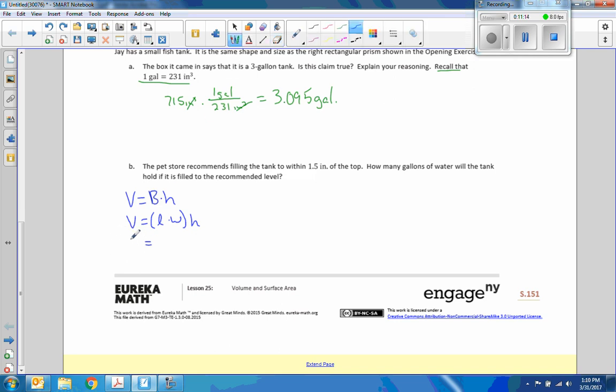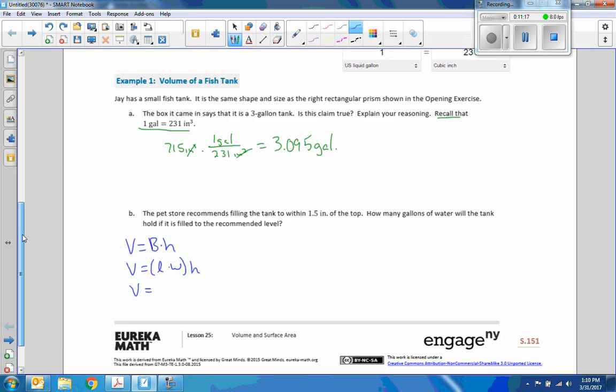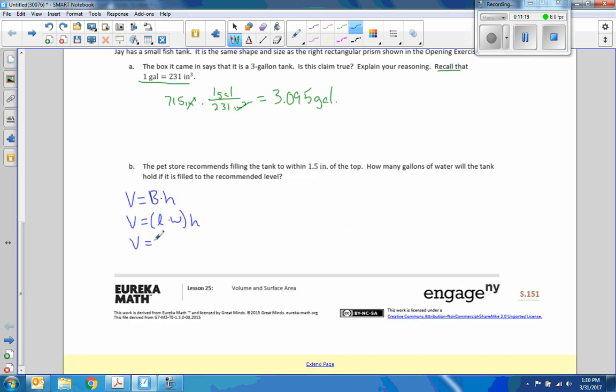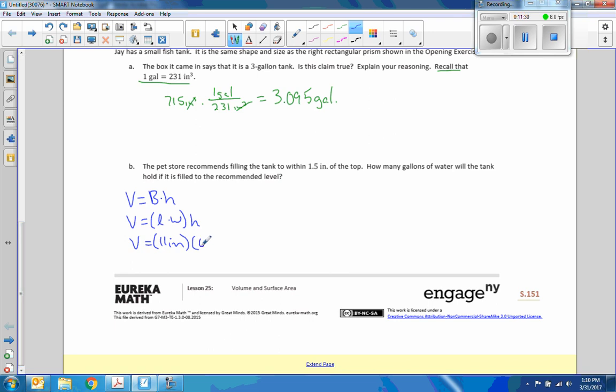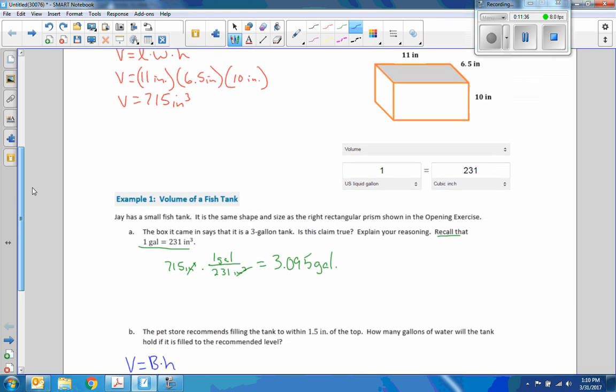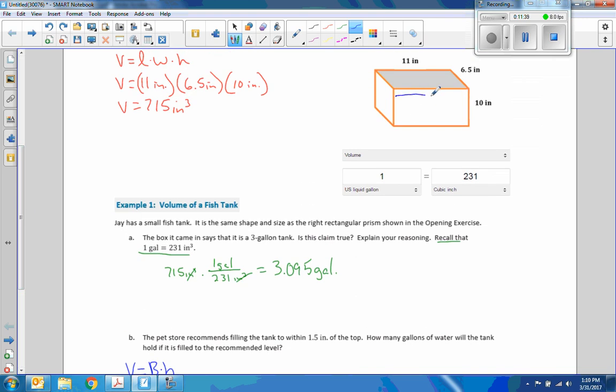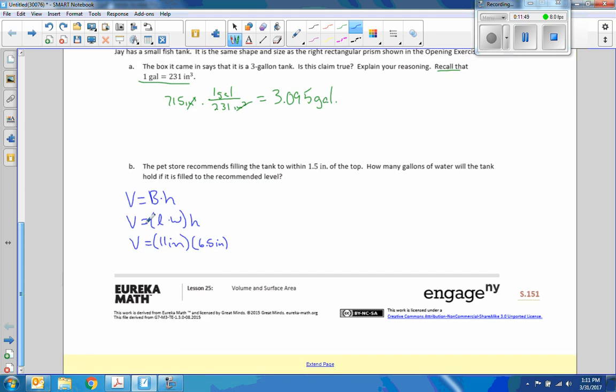I need to get rid of that. Put the V back. And we have a length of 11. That won't change. 11 inches. We aren't going to change the length of the tank. The width of the tank is not going to change, which was 6.5 inches. But now the height is going to be 1.5 inches lower. The height of the water, the level of the water is going to be 1.5 inches below this 10 inches. So 10 inches minus 1.5 inches is 8.5 inches. So our new height is going to be 8.5 inches.